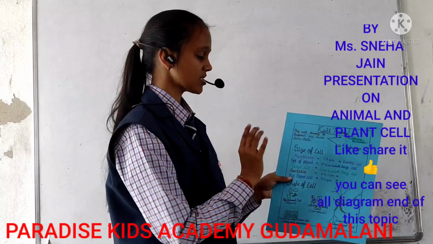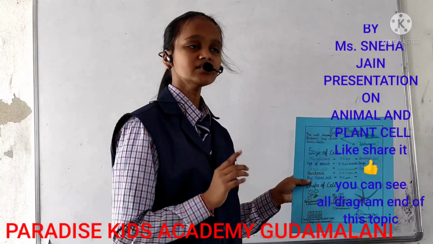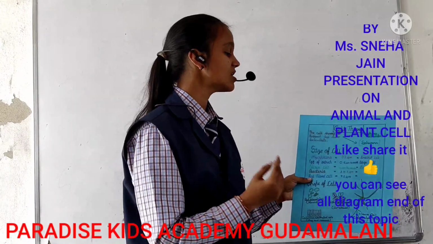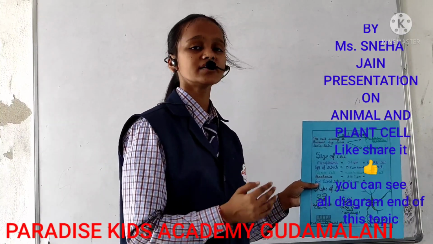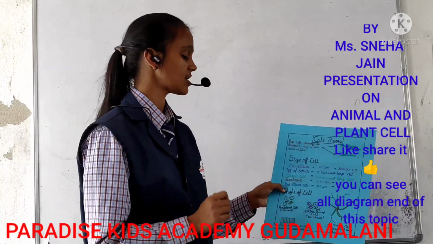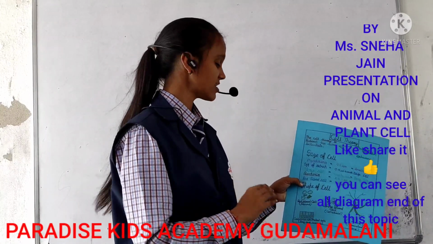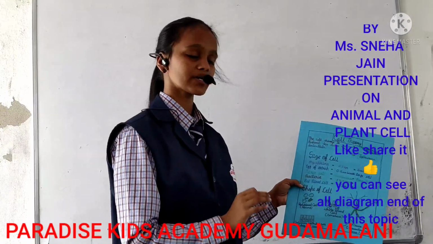Mycoplasma is 0.3 micrometer, and it is the smallest cell. The egg of an ostrich, its size is about 0.5 micrometer to 100 micrometer, and it is the largest cell. The nerve cell, its size is about 0.4 micrometer to 100 micrometer, and it is the longest cell. Bacteria are about 3 to 5 micrometer, and then the red blood cell, its size is about 7.0 micrometer.